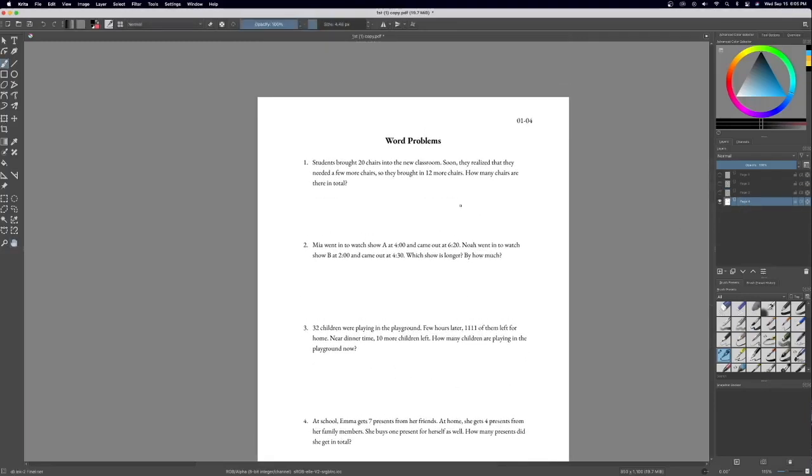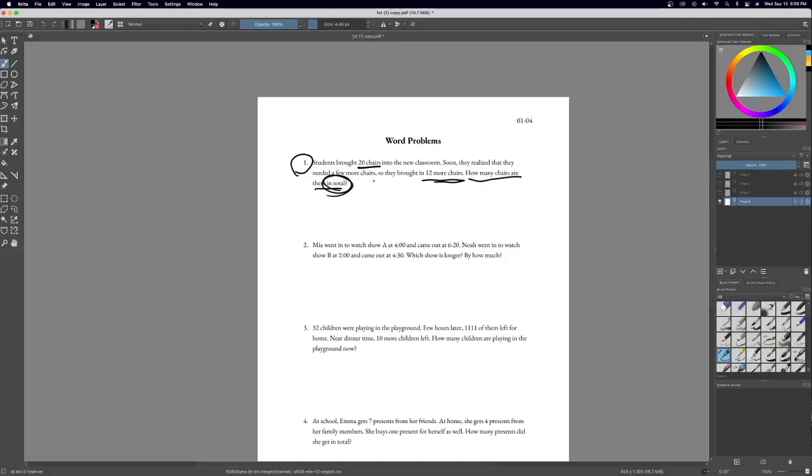Page 4, word problems. Now let's start off with number 1. Before we get into it, always remember to underline important things. Students brought 20 chairs, that seems important, into the new classroom, and soon they realized that they needed a few more chairs, so they brought in 12 more chairs. Now here comes the question. How many chairs are there in total?